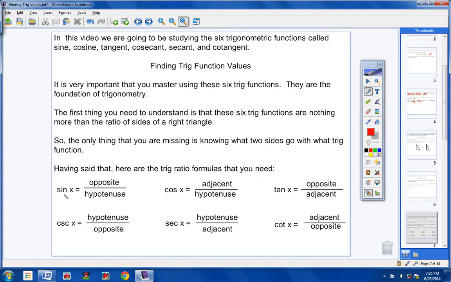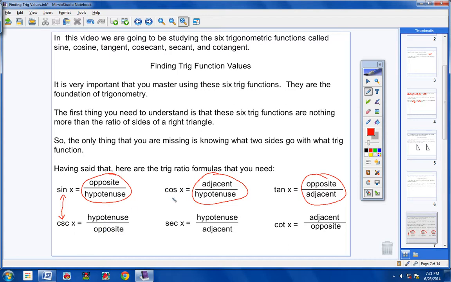If I ask you to find the sine of angle x, you're going to use opposite over hypotenuse. If I ask you to find the cosine of angle x, you're going to use the two sides adjacent and hypotenuse. If I ask you to find the tangent of angle x, you're going to use these two sides here, opposite and adjacent. And by the way, notice this. Notice that cosecant and sine are inverses of each other. The sine of x is opposite over hypotenuse, and the cosecant of x is hypotenuse over opposite.